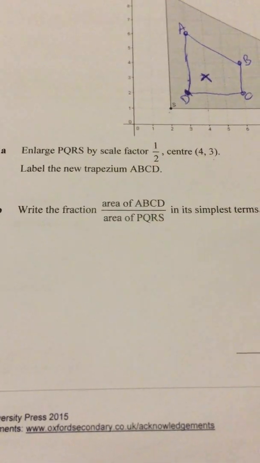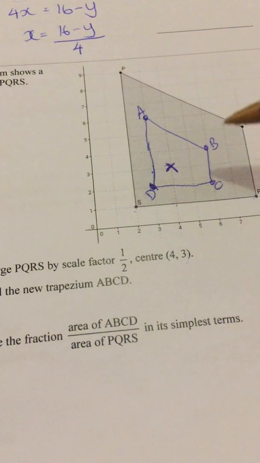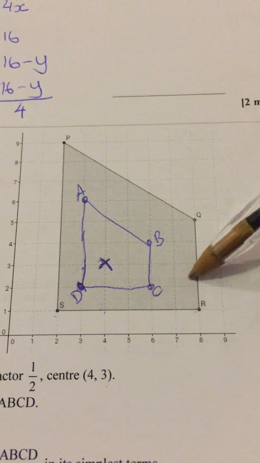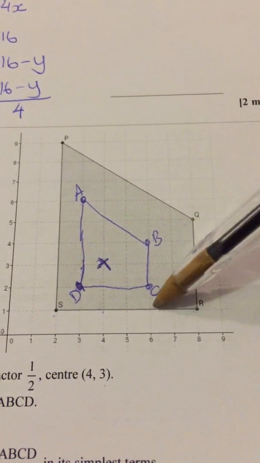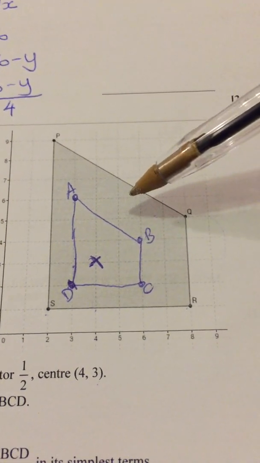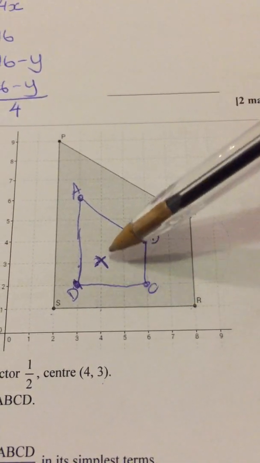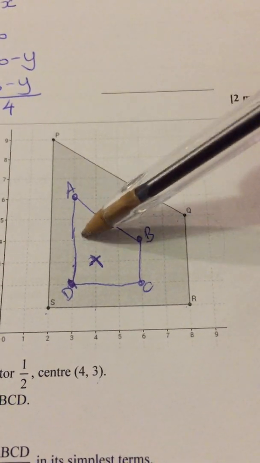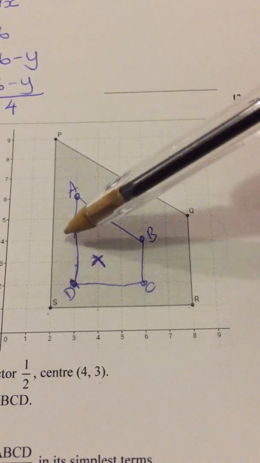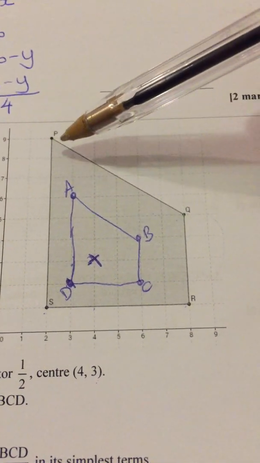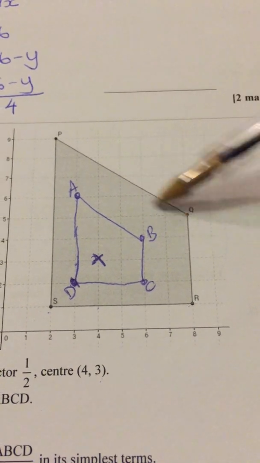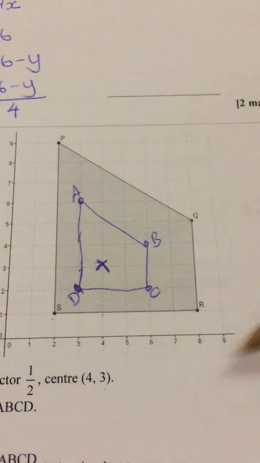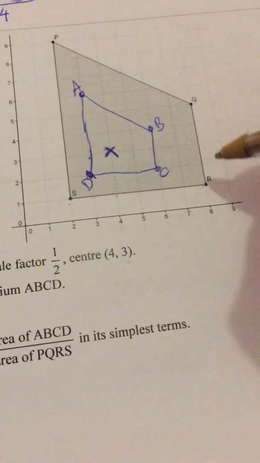Write the fraction of the area in its simplest terms. Well, the area of this, we could do just by counting the squares. So I've got 1, 2, 3, 4, 5, 6, 1, 2, 3, and then that's 33, and then we've got kind of 34-ish. Now, counting squares like that is a bit more difficult, so we could work out the area.